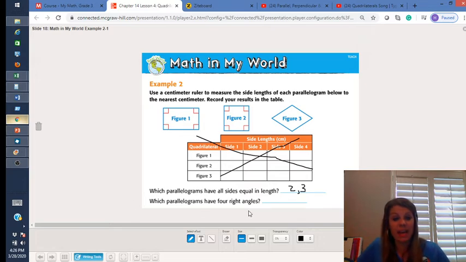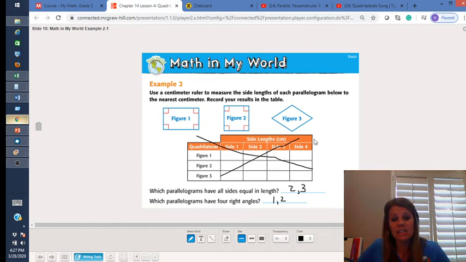Which parallelograms have 4 right angles? Well, they just give it to you. Anytime they show you these little pink squares, that means all of the angles are right angles. So which two? Yeah, this one and this one. So that one's going to be 1 and 2. Okay? Does that make sense?